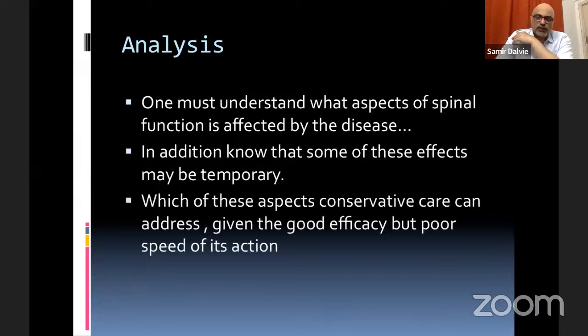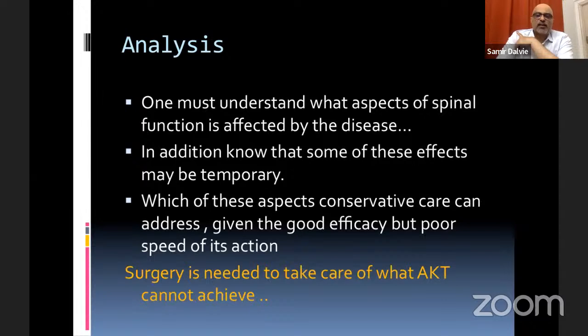And you need to know which of these aspects can be treated conservatively, like abscesses can be treated conservatively. But a bony gibbus cannot be treated conservatively. And you need to believe in AKT, because AKT is like magic. It will dry up the abscesses and soft tissue, there will be sclerosis, there will be fibrosis, and there will be healing. The only problem is that the speed of the action is poor.